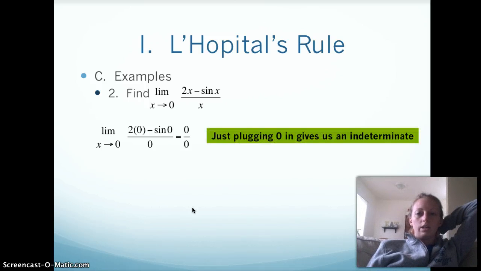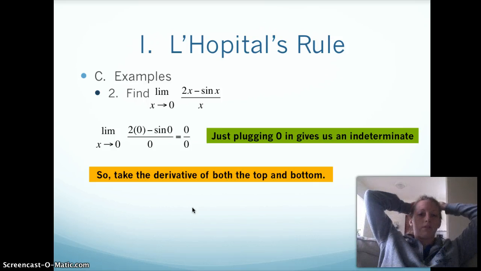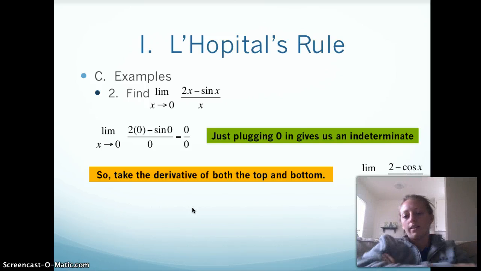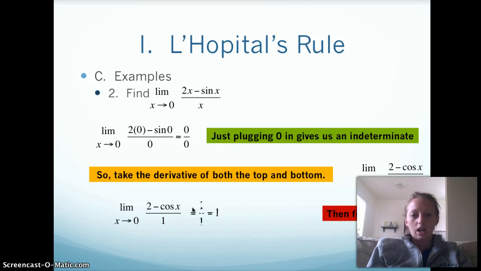So we need to take the derivative of 2x minus sine x, that individual piece, and then of x. So what is the derivative of 2x minus sine x? Well, the derivative of 2x is just 2, the derivative of sine x is still cosine x, so we get 2 minus cosine x over the derivative of x, which is 1. So now you're taking the limit as x approaches 0 of 2 minus cosine x over 1. Now we can plug in our 0, and that's going to give us 1 over 1, which is 1, because 2 minus cosine of 0 is 2 minus 1, which is 1. And then 1 you have nothing to plug into.